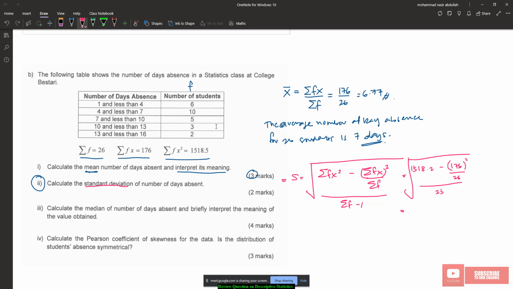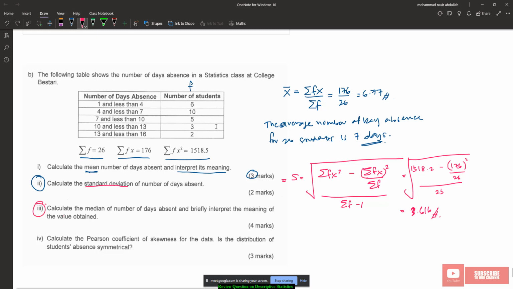So this should be how much? Can you calculate? It should be how much? It should be 3.617, or 3.616, right?